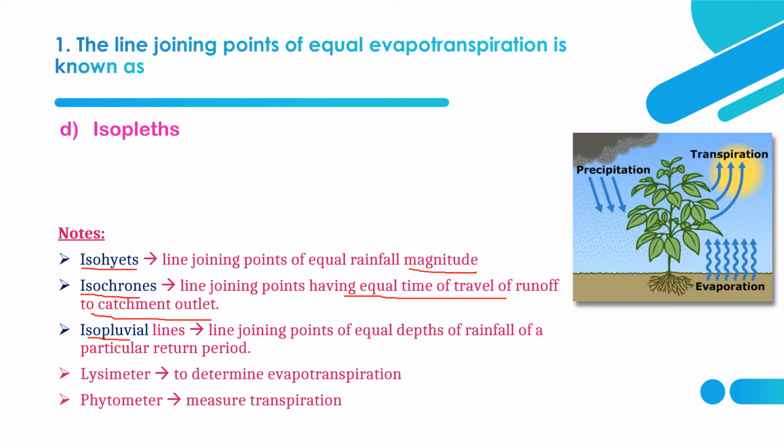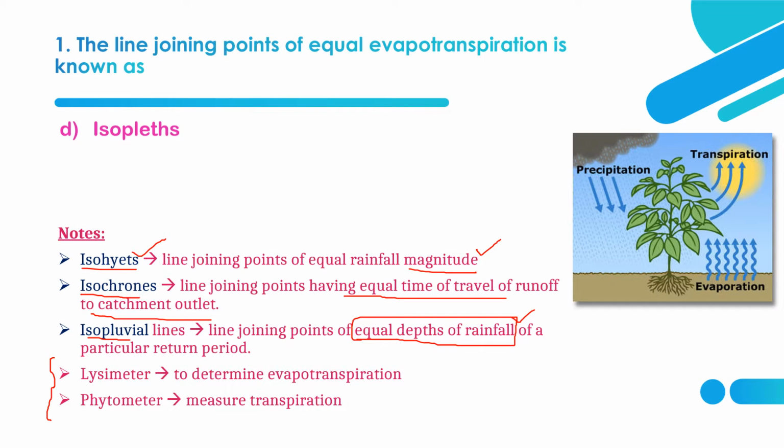Isopluvial line means the line joining points of equal depth of rainfall of a particular return period. There is a difference between depth of rainfall and magnitude of rainfall. When the line joins points of equal magnitude of rainfall, it is called an isohyet. Equal depth of rainfall of a particular return period, those lines are called isopluvial lines. And this is an extra point.